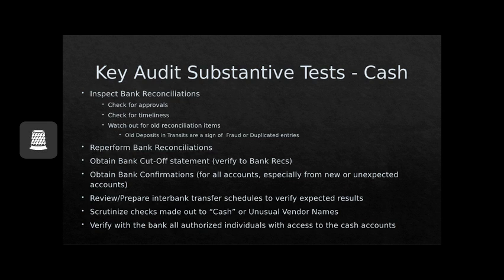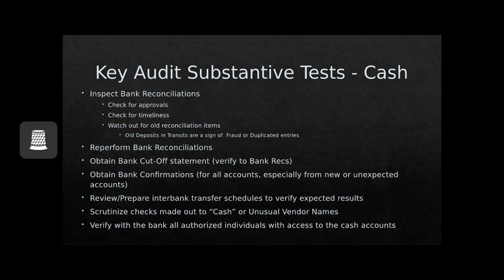Also, you're going to review and prepare an interbank transfer schedule to verify the expected results. Not only do I want to see that the money has gone out of one account into another account, but you want to make sure that they haven't done something before year end and recorded it as if it was after year end, where the entity or joint venture or subsidiary that they've got has recorded that before year end. So it looks like it's still in your cash at year end, but then it's also in their cash at year end. So you're looking at timing of these transfer schedules.